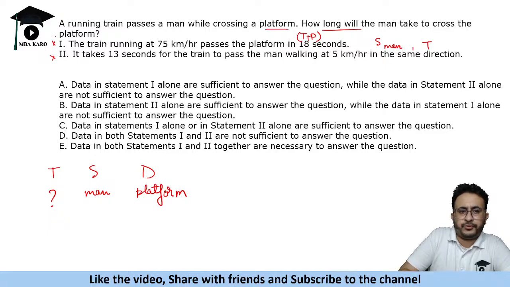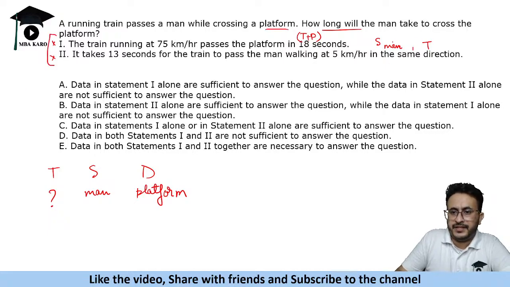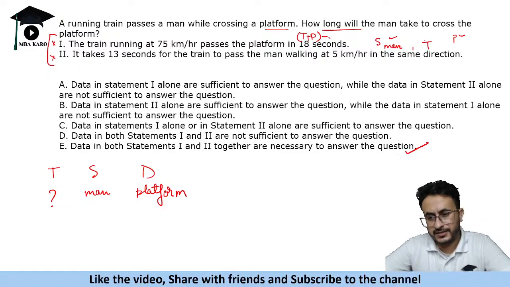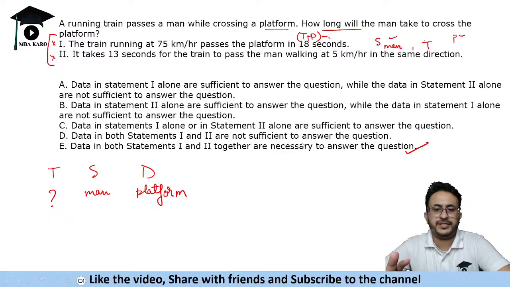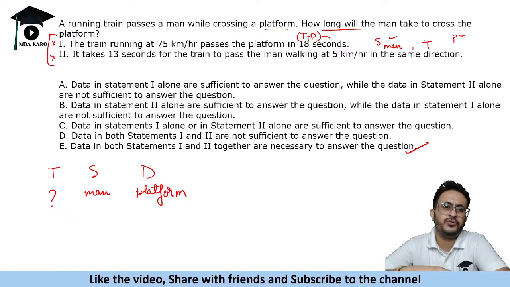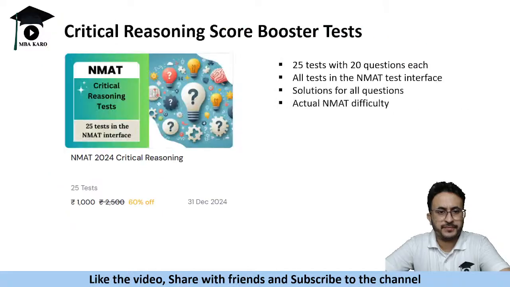Now when we combine both statements, we get the speed of the man, and by subtracting the length of the train from the length of platform plus train, we get the length of the platform also. So we will get P also. So using both the statements together, we can answer the question. Okay, so this is how you solve data sufficiency. You are not supposed to calculate the answer, you just have to look at the data and tell whether the data given is sufficient to answer the question.